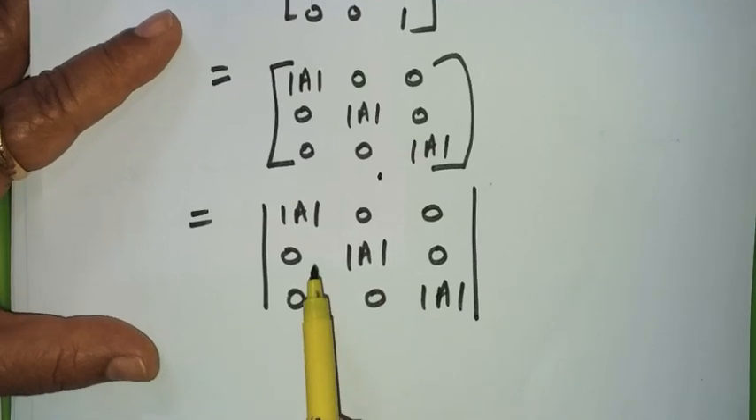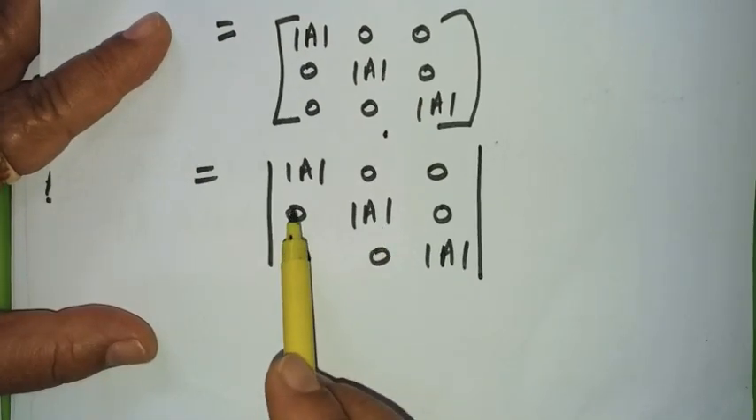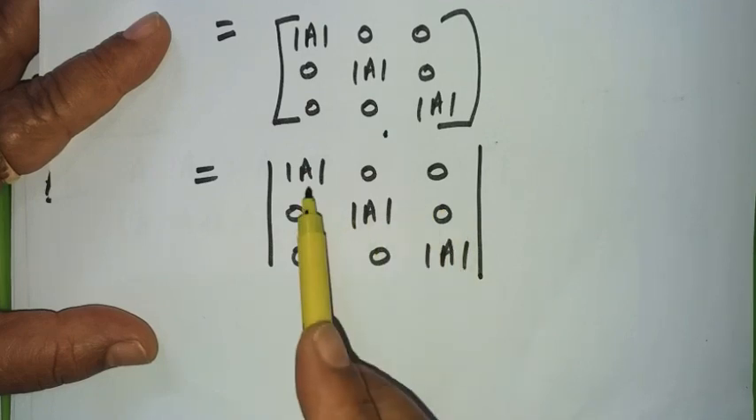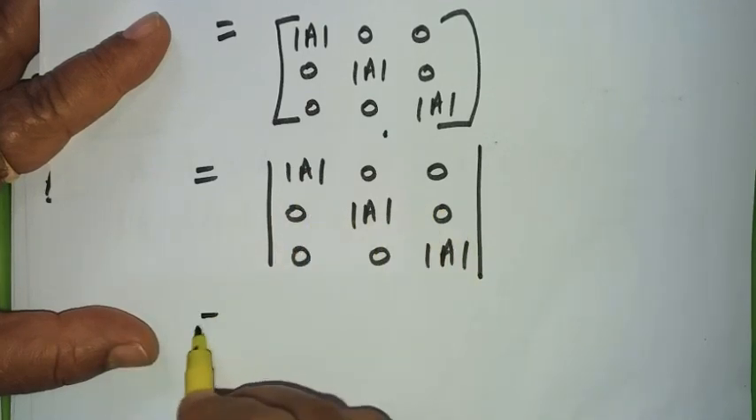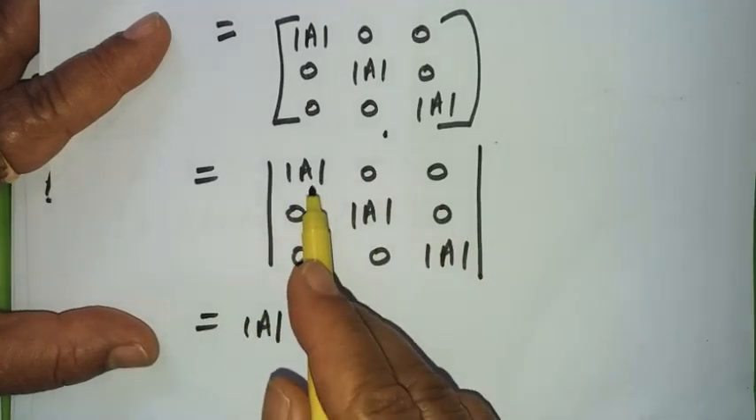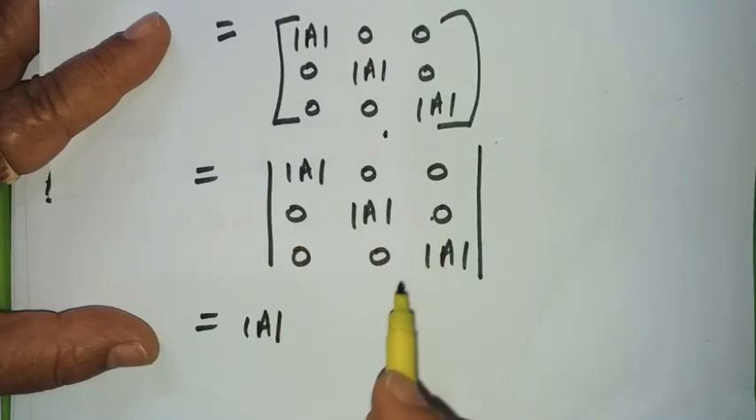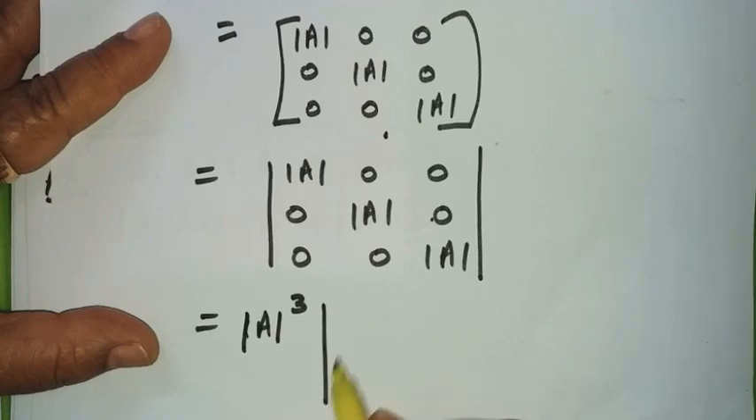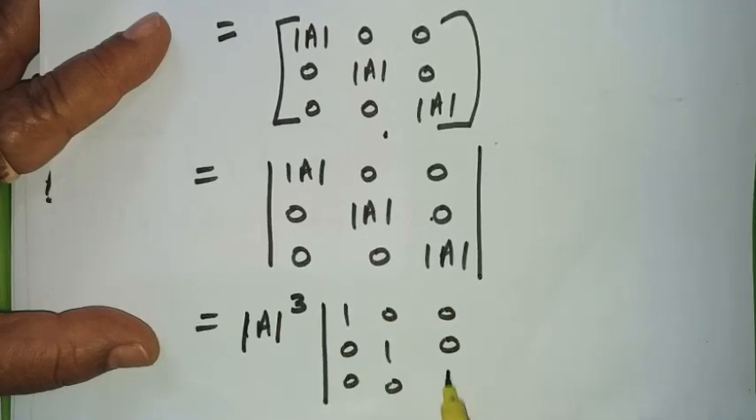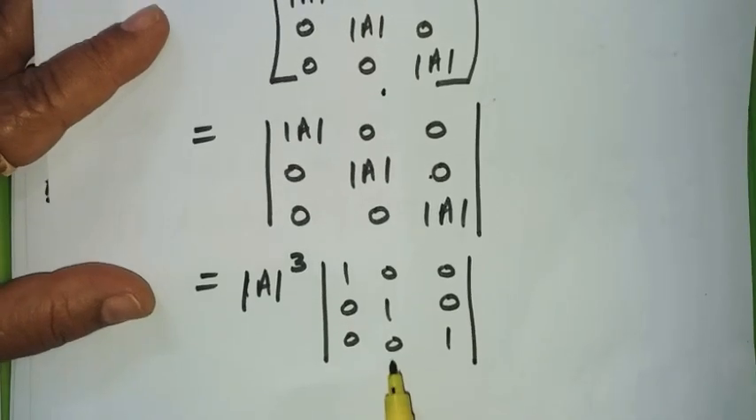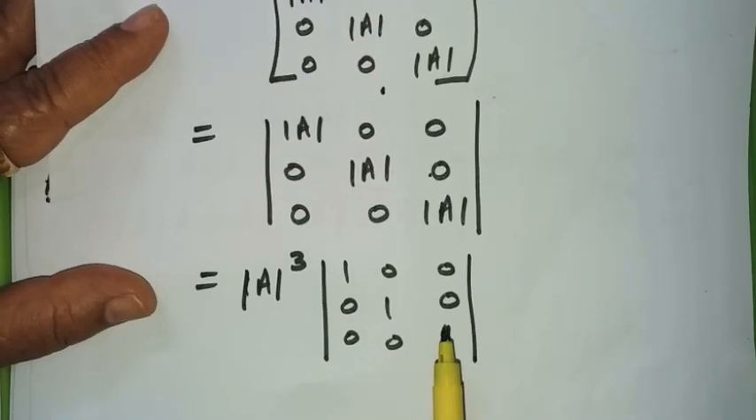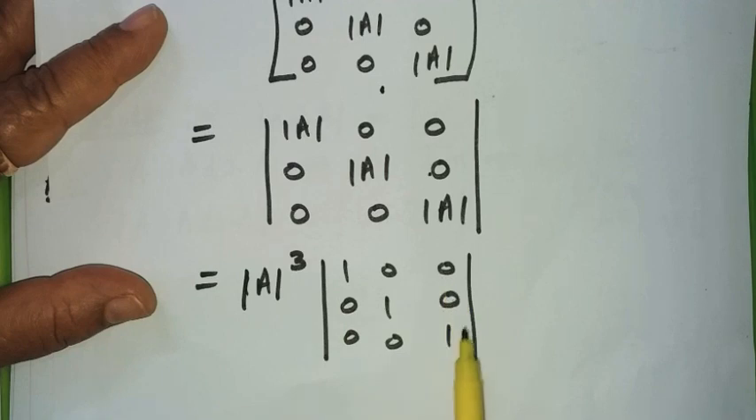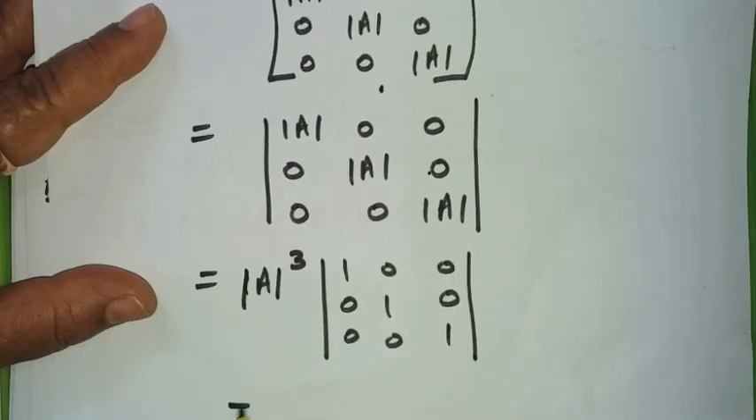Now you already know by the properties of determinant that from every row you can take determinant A common. So you can take determinant A common from the first row, from the second row, from the third row. That will give you determinant of A whole cube, and what will be left? You will be left with 1 0 0, 0 1 0, 0 0 1, that is determinant of the identity matrix which is of order 3 by 3. So now if you calculate this determinant, this is going to be 1.